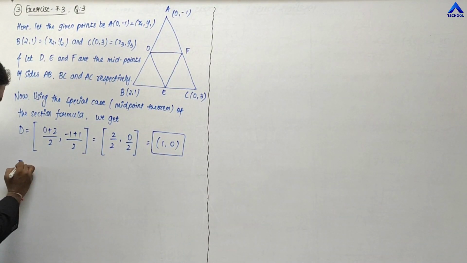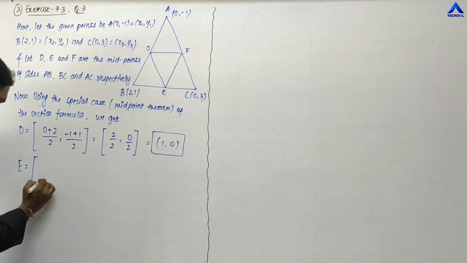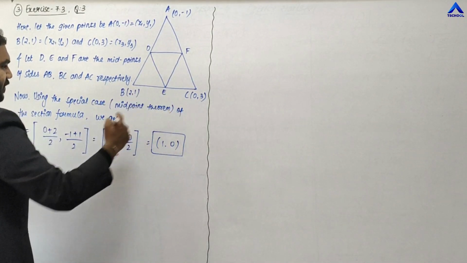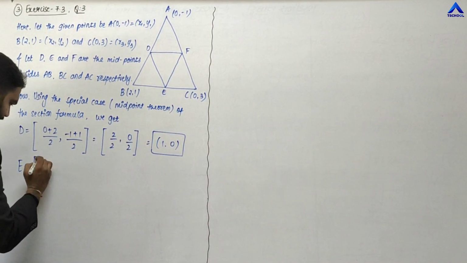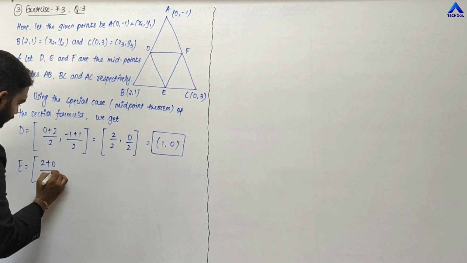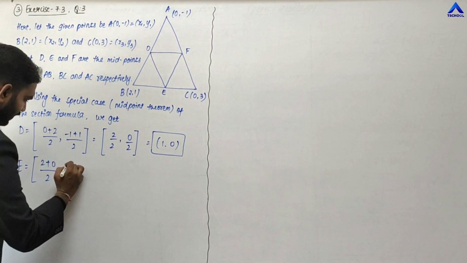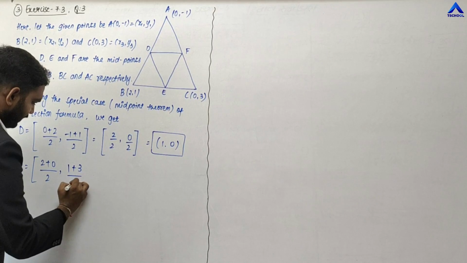Now similarly we find out coordinates of E also. So coordinates of E is the midpoint of B and C, that is 2 plus 0 by 2 comma 1 plus 3 by 2.